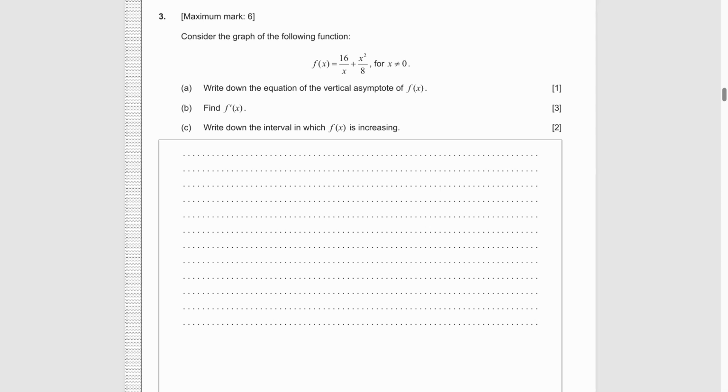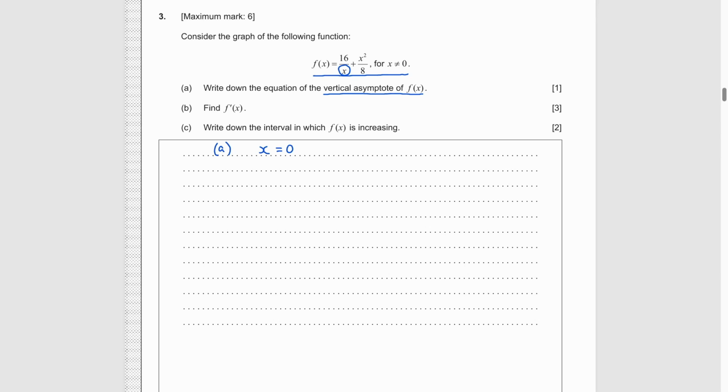Question 3. We are given a function f and we want to find its vertical asymptote. To do this, we look for the value of x that makes the function undefined. Since there is an x in the denominator, the function is undefined when x equals 0. Therefore, the vertical asymptote is x equals 0.